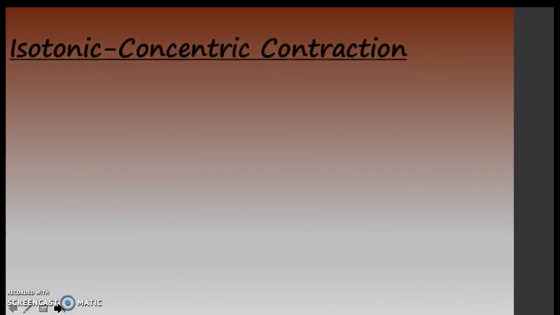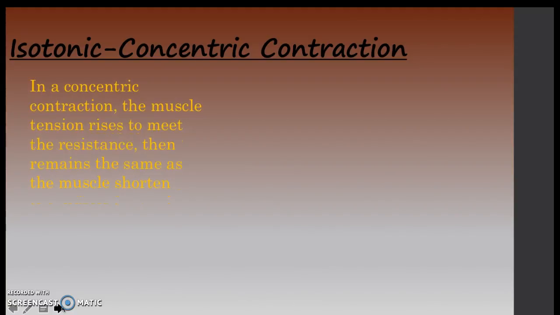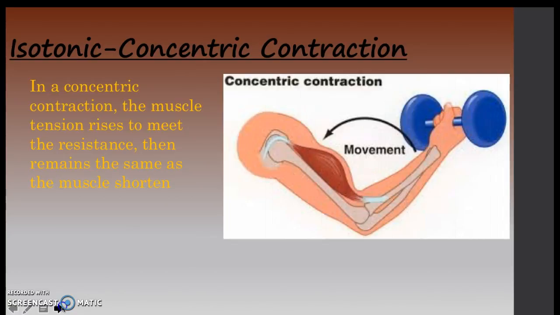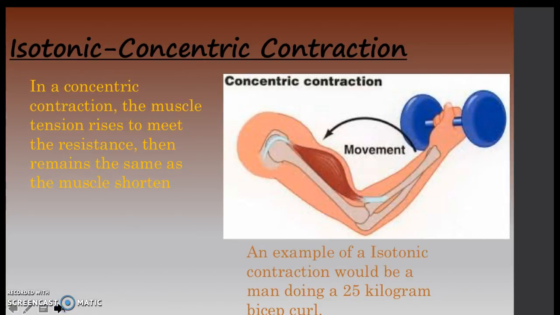So firstly, we're going to talk about isotonic concentric contractions. So in a concentric contraction, the muscle tension rises to meet the resistance, then remains the same as the muscle shortens. So here is a picture of an example, and this is just a man doing a 25 kilogram bicep curl. So a concentric contraction is one which causes the muscle to shorten as it contracts.